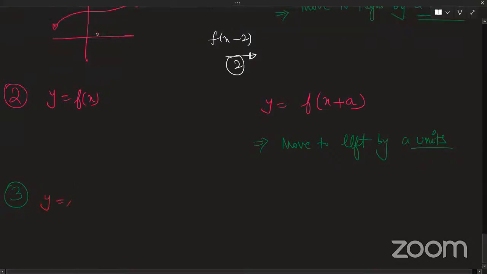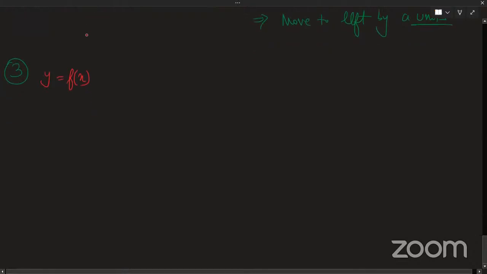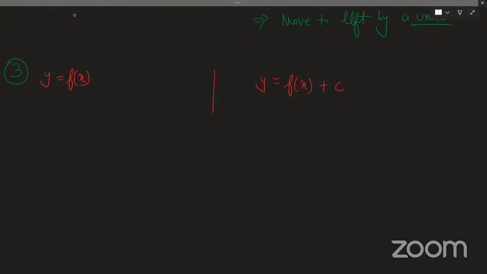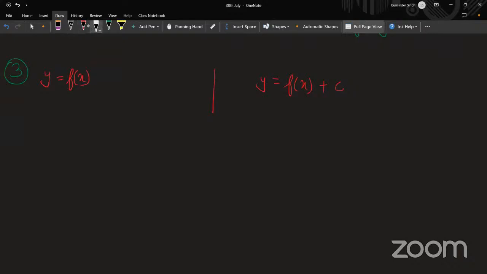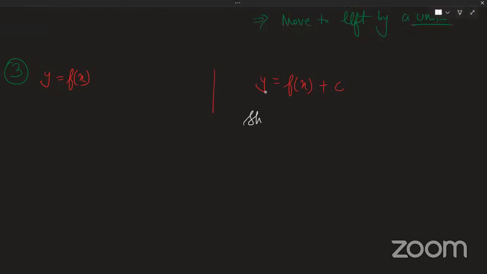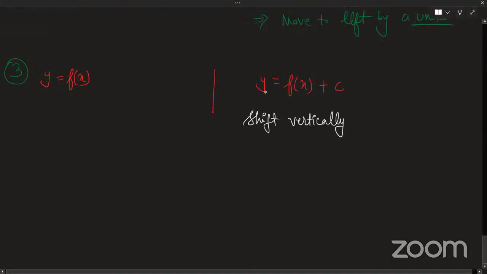So see, I have a function y is equal to f of x. Now I have to plot the function y is equal to f of x plus c, some constant c. So what will happen? My curve will shift vertically by c units upwards.